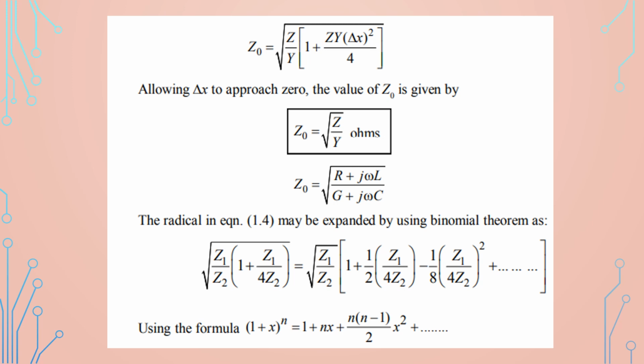That I'm going to expand by using the formula for 1 plus x the whole power n. What is it? 1 plus nx plus n into n minus 1 by 2 into x square. So what I have, this square root of Z1 by Z2 remains the same, 1 plus, what is n? 1 by 2. X is Z1 by 4 Z2. N into n minus 1 is minus 1 by 8, Z1 by 4 Z2 the whole square. So this term, 1 plus Z1 by 4 Z2 the whole power 1 by 2, has been expanded by using the binomial theorem.